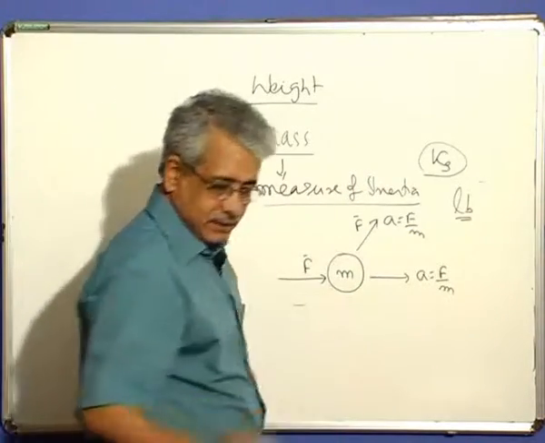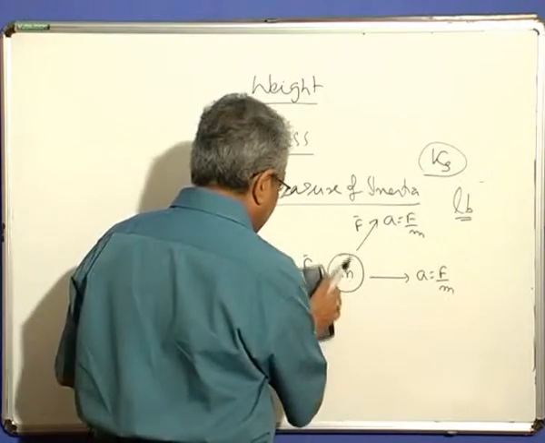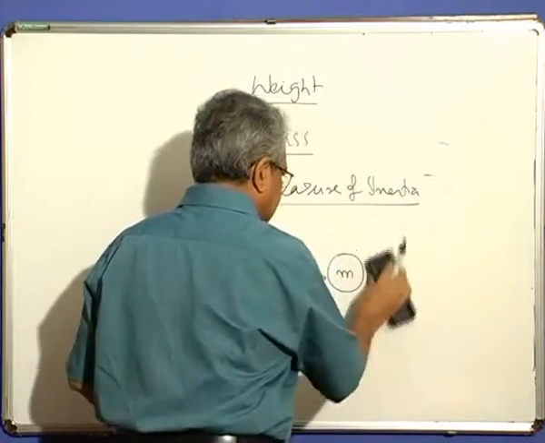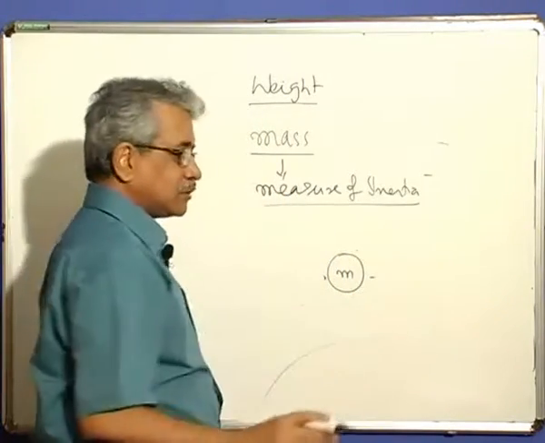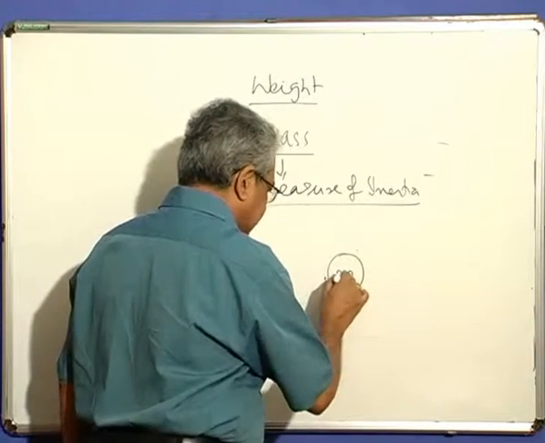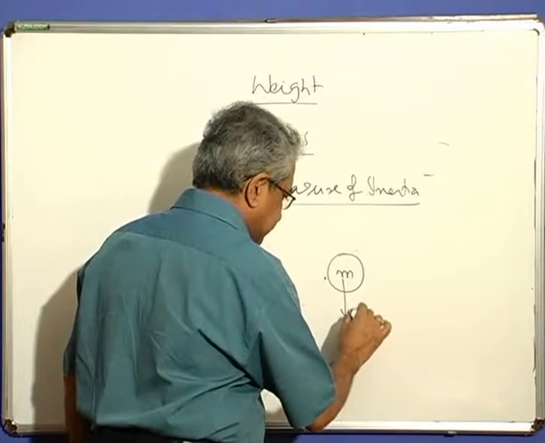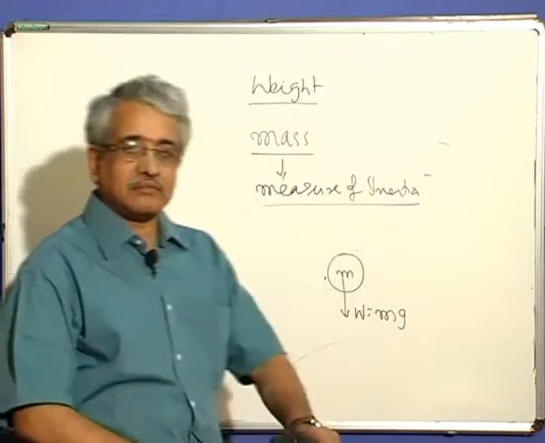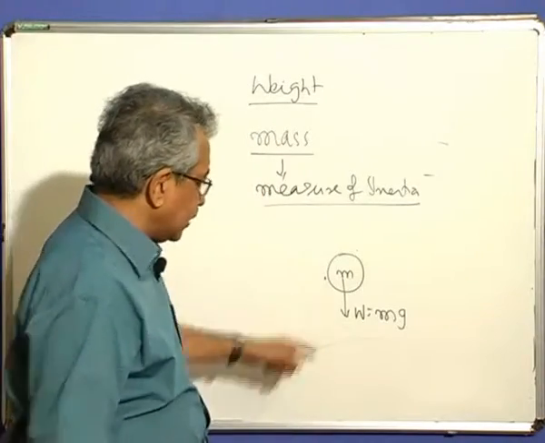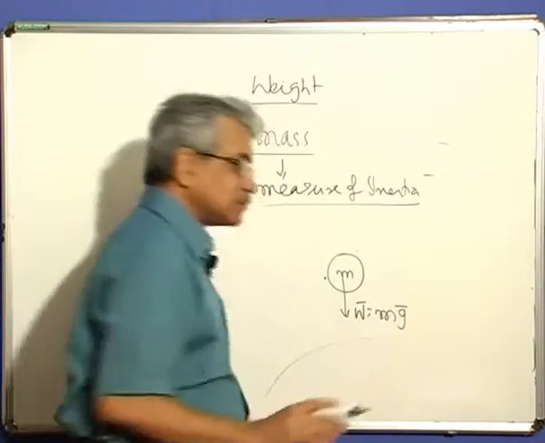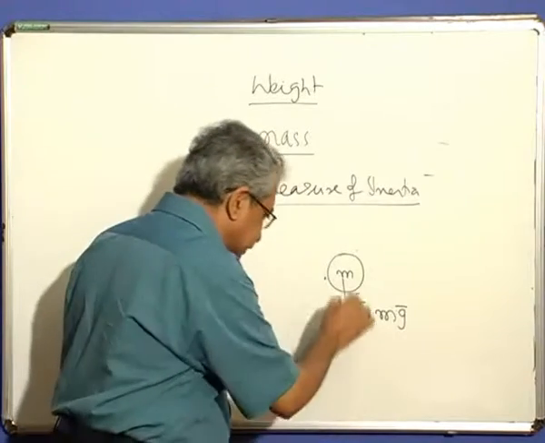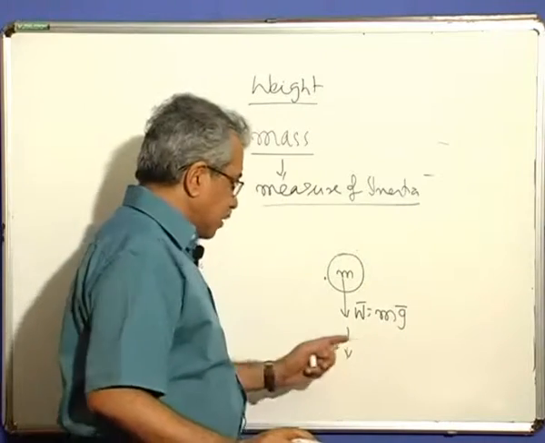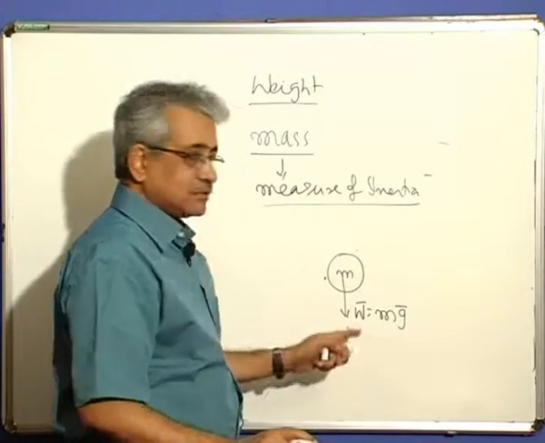If you take weight, on the other hand, see here. Suppose the same body is subject to gravitational force. There is earth here. There is gravitational force subjected there. That means the body is attracted towards the earth with a weight. This weight is given by m into g, where g is the acceleration due to gravity. So this weight is always in the direction of g. What is the direction of g? It is always toward the earth, down to the earth. So the weight is always having a direction.